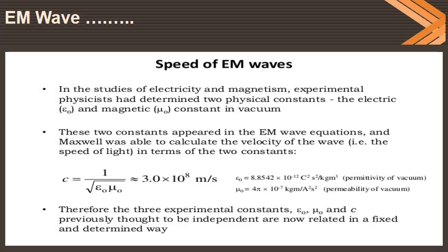If we are going to find the speed of light, c will be denoted as the speed of light. c is equal to 1 by the square root of epsilon and mu. If we substitute the values of the constants, that is epsilon 0 and mu 0, the permittivity as well as the permeability of the vacuum, we will definitely get the speed of light, that is 3 into 10 raised to power 8, measured in meters per second. In this way we can calculate things.